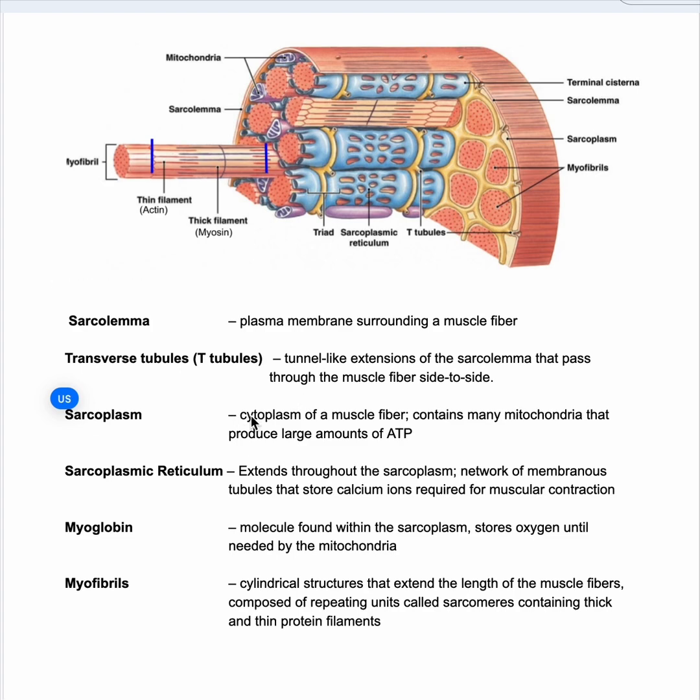Sarcoplasm, obviously like cytoplasm, but it's just of a muscle fiber, and it has the mitochondria that produce large amounts of ATP, which are obviously needed to contract the muscles. The reticulum, myoglobin, myofibrils, that's what I talked about. The myofibrils have these sarcomeres, which contain thick and thin protein filaments. So that's an important thing to note. Sarcomeres are made of thick filaments and thin protein filaments.